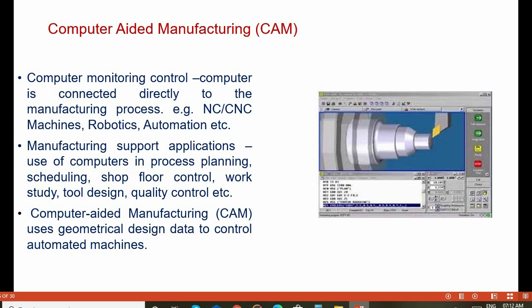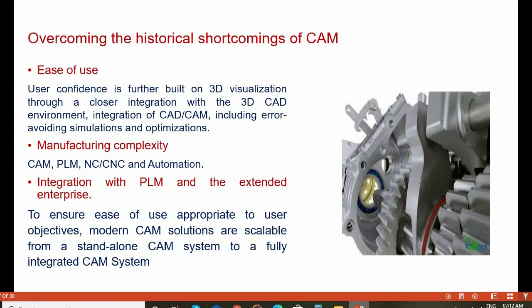Manufacturing support applications: the use of computers in process planning, scheduling, shop floor control, work study, tool design, quality control, and so on, so that it supports complete manufacturing applications. Computer-aided manufacturing uses the geometrical design data to control the automated machines. The geometrical data which has been stored in memory is used to control the automated machines.